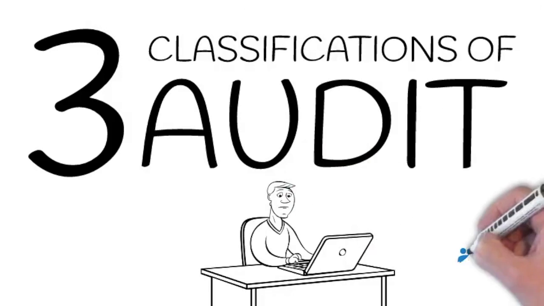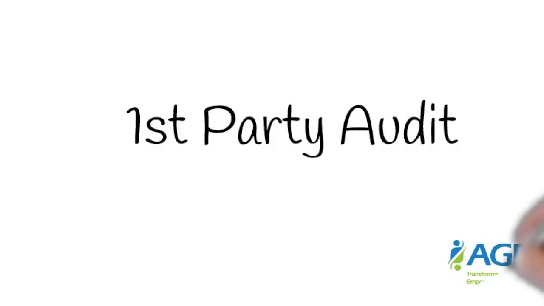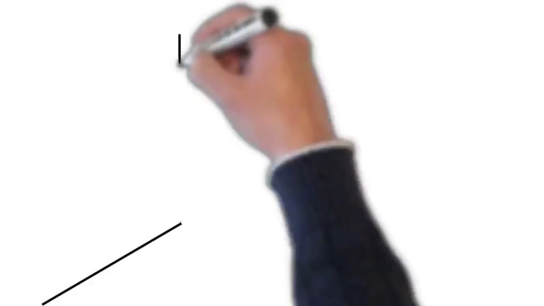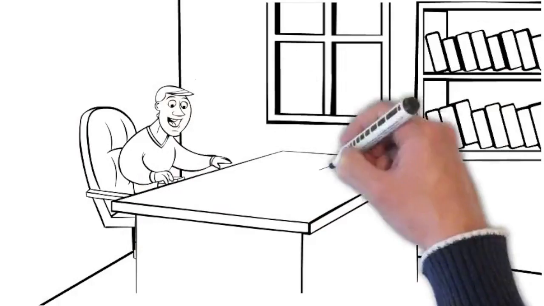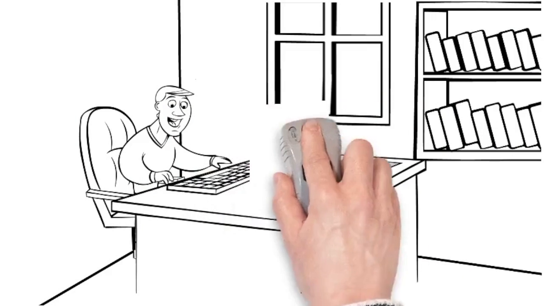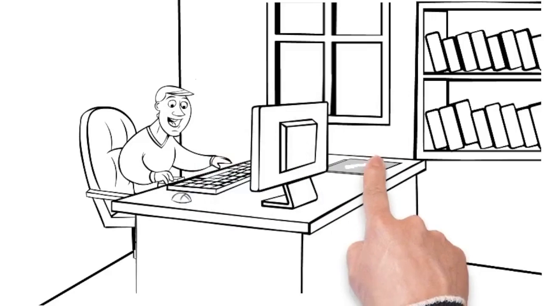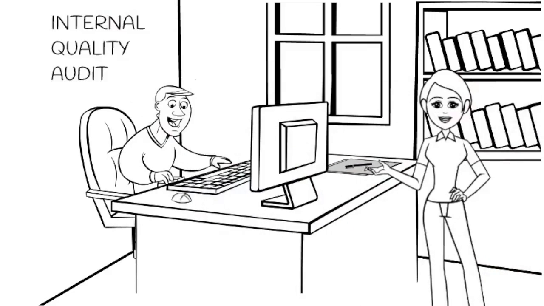There are three classifications of audit. The first, first party audit. This is conducted within the company by a qualified employee in which the independence of the area being audited is taken into consideration. This is also known as the Internal Quality Audit.